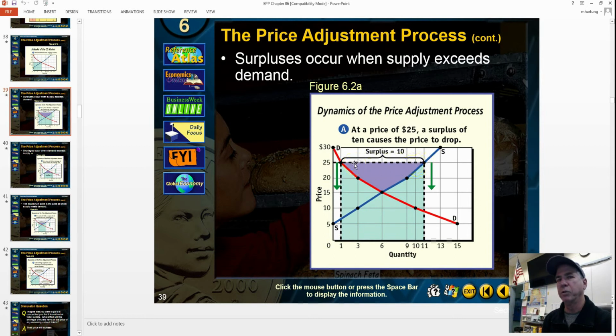If you were to shade this in, a lot of you shaded in everything up above here, but we wanted to specifically show a particular surplus at a price, in this example, at $25. So you would just shade in this area here, this area of surplus, surplus of 10. So let's take a look now at a shortage.